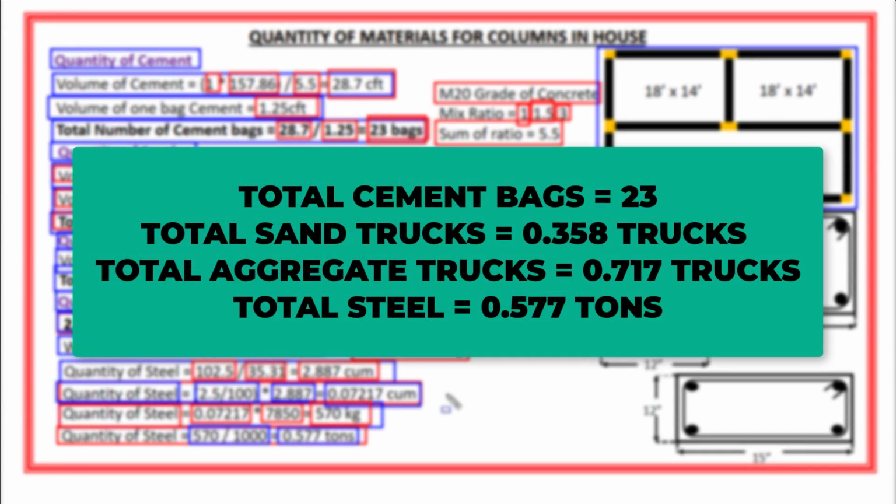So in this video I have briefly explained how to calculate the quantity of materials in a column: number of cement bags, number of sand trucks, number of aggregate trucks, and the amount of steel in tons.